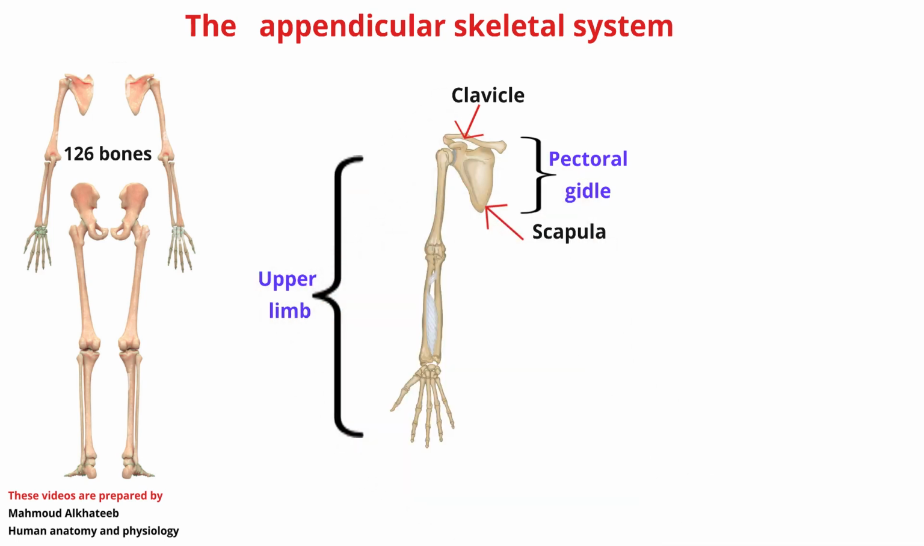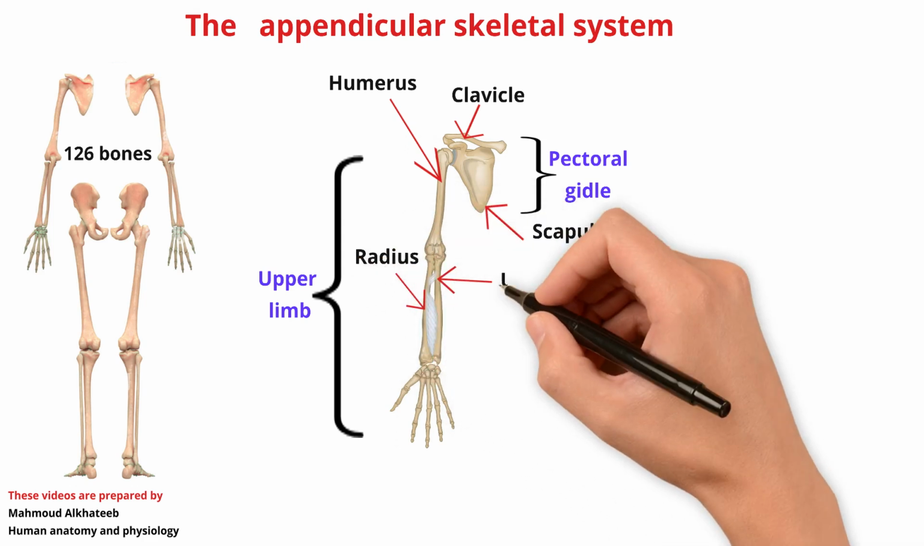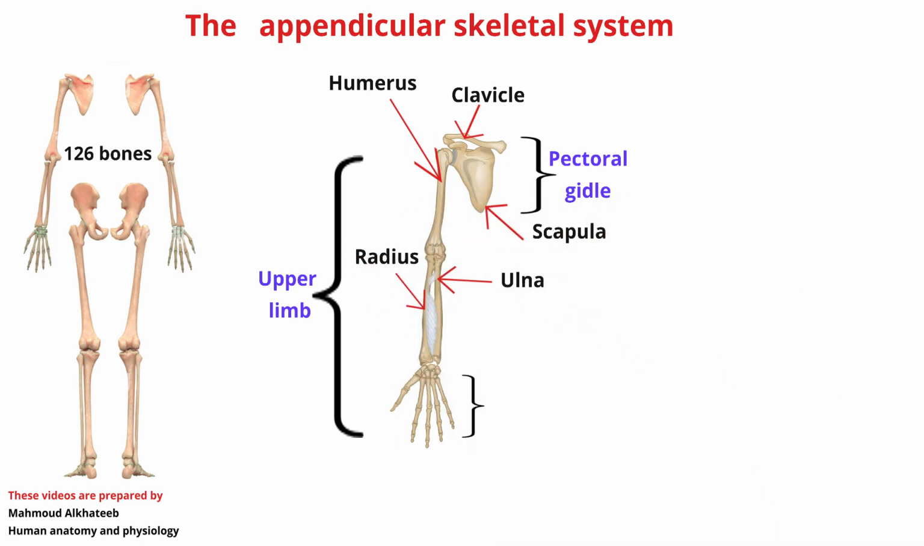On the other hand, the bones forming each upper limb include humerus, radius, ulna, and bones forming the carpals, metacarpals and phalanges of the hand. The major function of the upper limb is to enable mobility and dexterity for tasks like grasping and lifting.